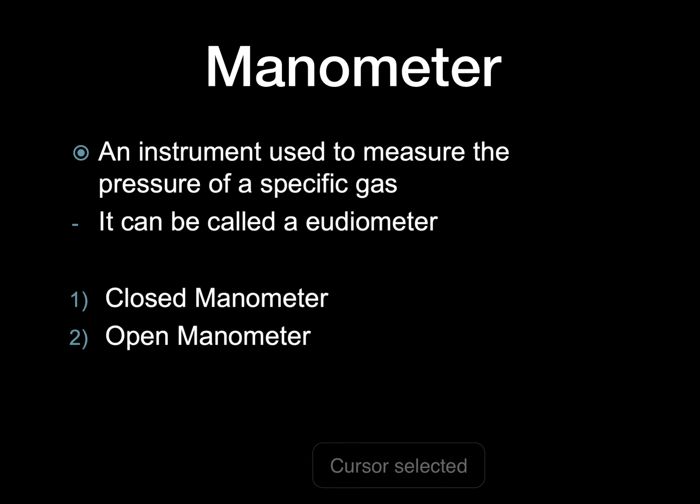A manometer is an instrument used to measure the specific pressure of a specific gas. It can also be called a eudiometer. There are two types of manometers, a closed manometer and an open manometer. There'll be a separate video where we will do manometer calculations. So this ends our video on characteristics of gases.